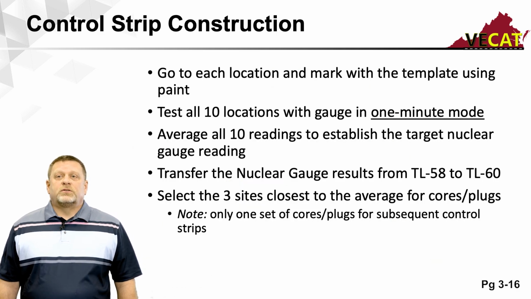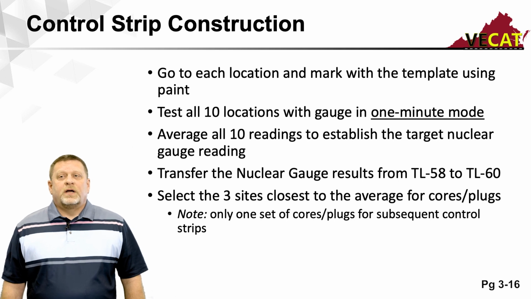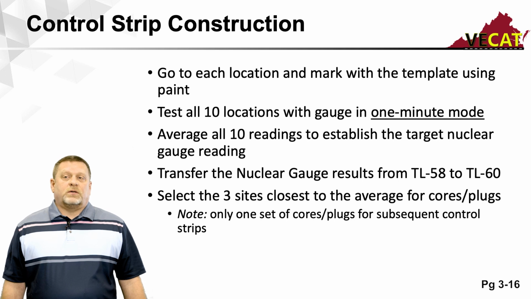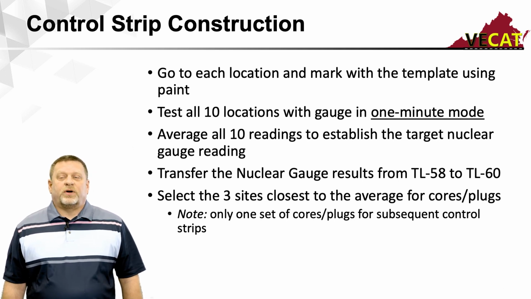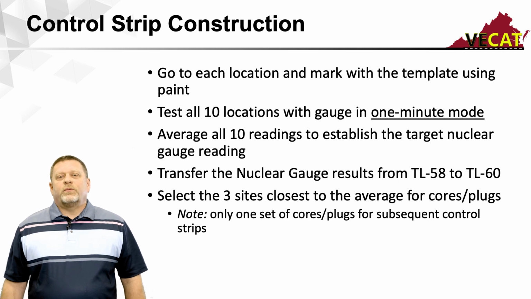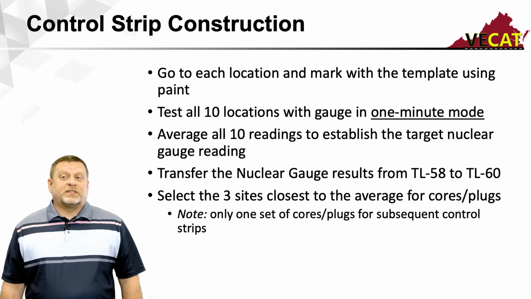Let's move forward into constructing the control strip. First thing you want to do when you construct a control strip is to mark where these test locations are, based on that randomization table we showed previously. When it's time to mark these test locations, we don't want to put the gauge on the mat and mark around the circumference of it. We want to have a template. It's actually required by specification to have this template. We'll show you a picture of it here in a minute. And you're to mark this template out, all 10 locations, before you start actually taking your readings.